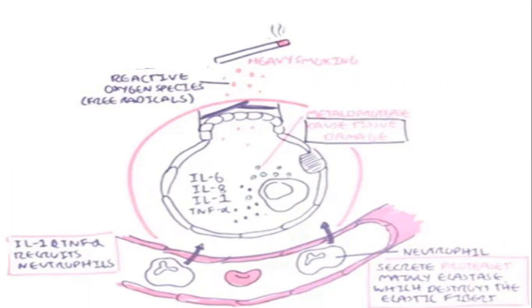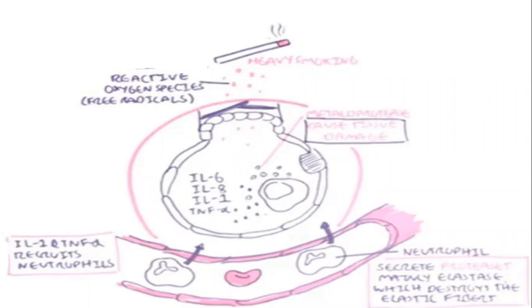These cytokines will recruit neutrophils. When neutrophils come to the spot, they produce proteases, mainly elastase. What elastase does is destroy elastin, as the name indicates. All your airways have elastin. The black thing that you see on top is elastin fibers, so the elastase will destroy the elastin.